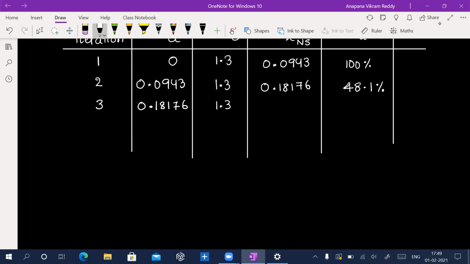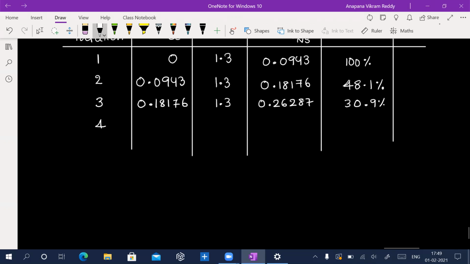Yes or not? You must do it like this. So you will get around 0.26287, and the error will be around 30.9%. In iteration number 4, again you take the product. Then A is 0.26287 and B is 1.3, and you must get around 0.33811, and if you find the error percentage you get something like this, and so on.